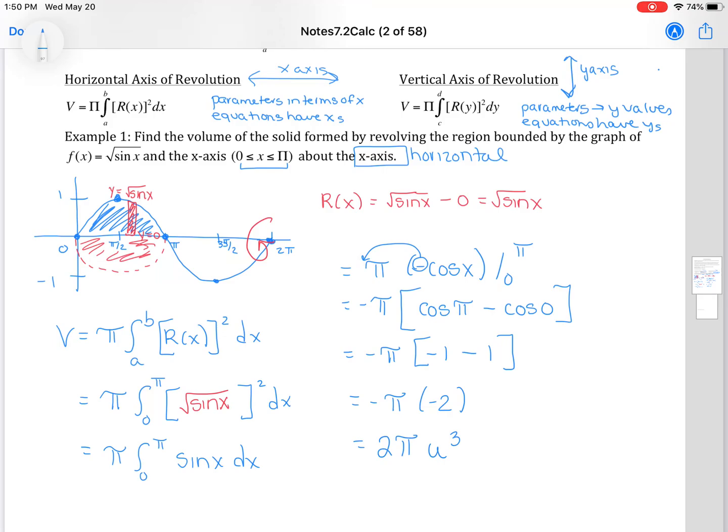It's volume now, so you have units cubed. Just like area, you should not get a negative volume. What you are going to find with volume is that every single answer not only has units cubed, but it is also going to have a pi in it. And the biggest thing is figuring out your R of x.